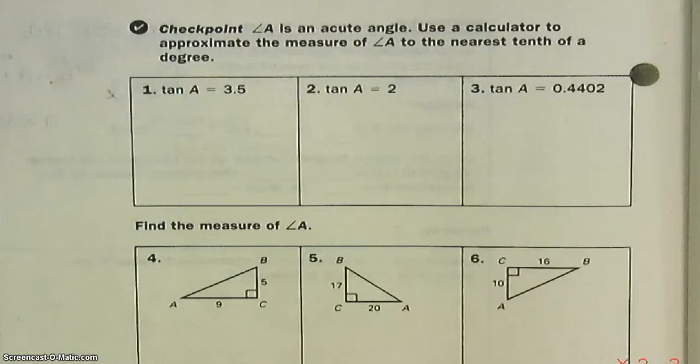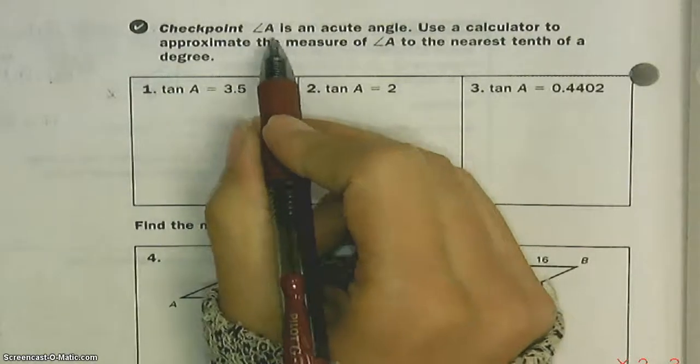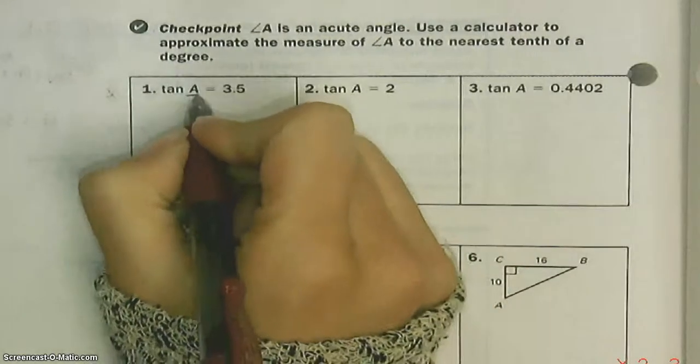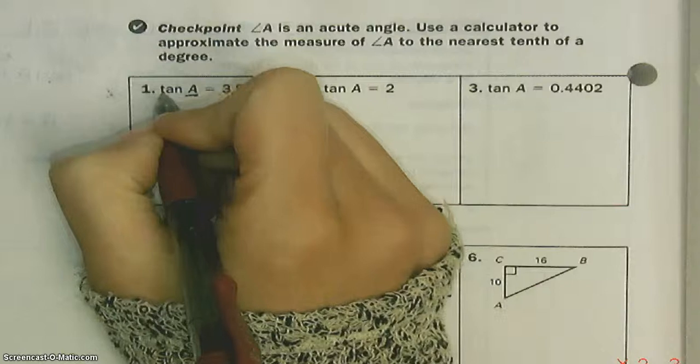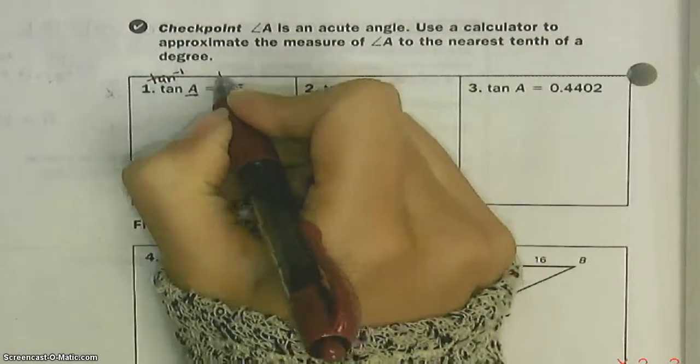All right, we're going to do these now. I'm going to do one with you from each section, then you're going to do them on your own. Find angle A. Well, I'm trying to get A by itself, so I have to get rid of tangent. To get rid of tangent, I take the inverse of this side, and I have to do it to both sides.